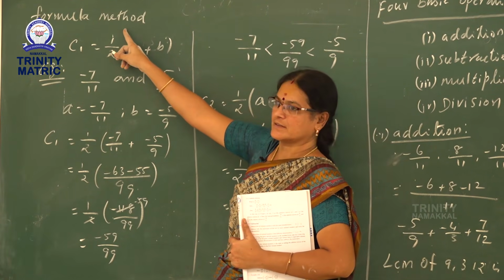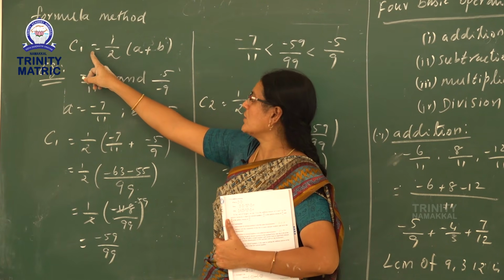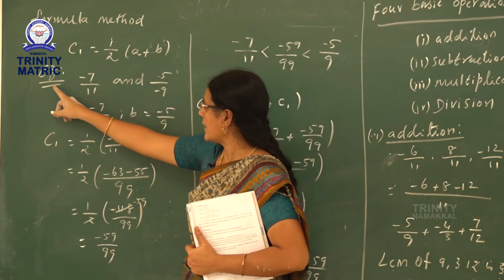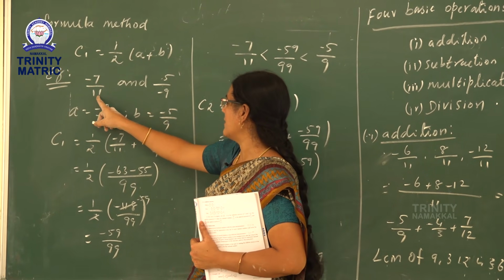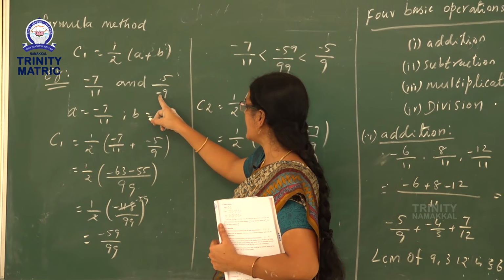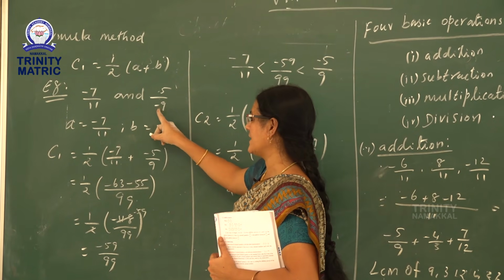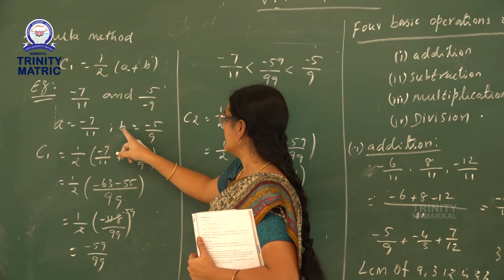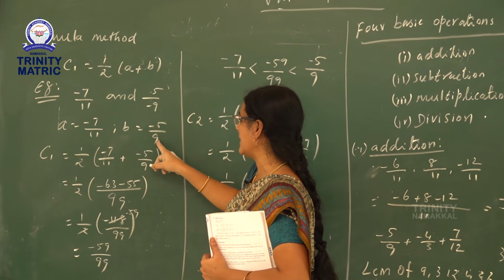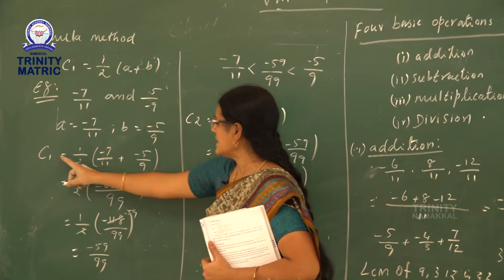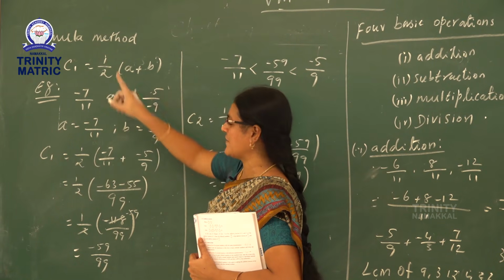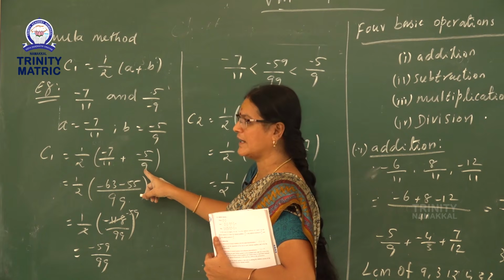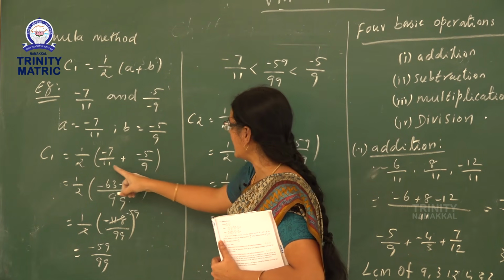Next, formula method. That formula: C1 is equal to 1 by 2 into A plus B. I will give an example: minus 7 by 11 and 5 by minus 9. First change to the standard form. First one is the A value: A is equal to minus 7 by 11. B is equal to minus 5 by 9. I changed them to standard form. Then C1 is equal to, applying these values in the given formula, 1 by 2 into minus 7 by 11 plus minus 5 by 9. What is the LCM of the denominators?